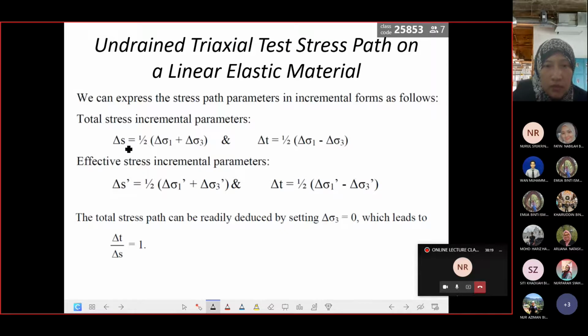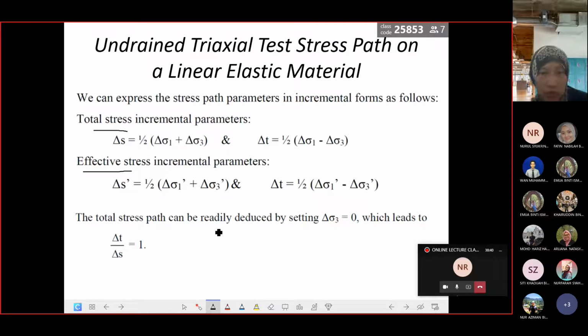So this is S, with its formula being a half of delta sigma 1 plus delta sigma 3. T is a half of delta sigma 1 minus delta sigma 3. This is in the total stress condition. If you have the effective stress, the same goes here, only here it is not shown, but actually it has been subtracted with the pore water pressure.